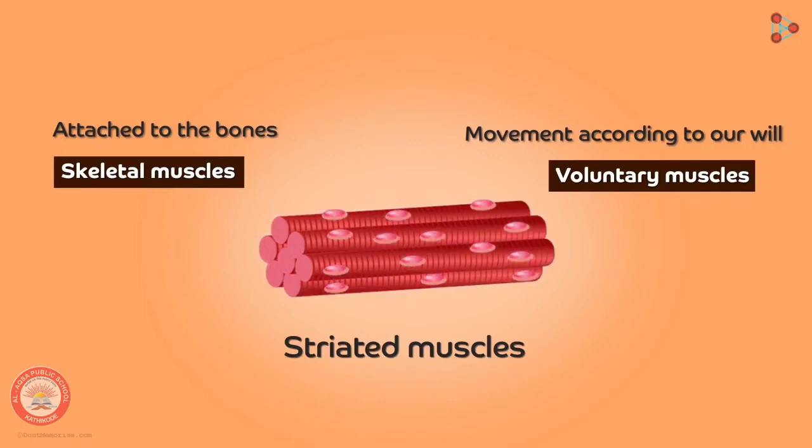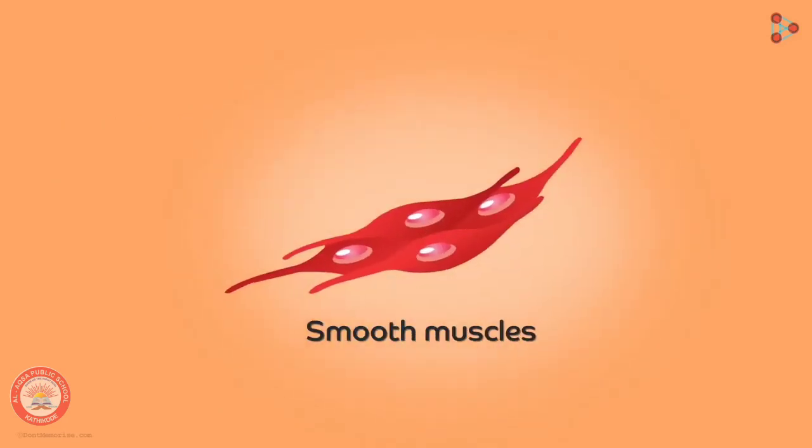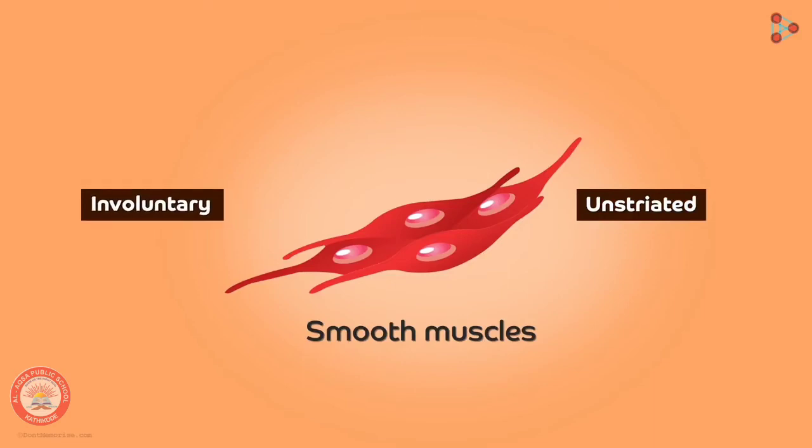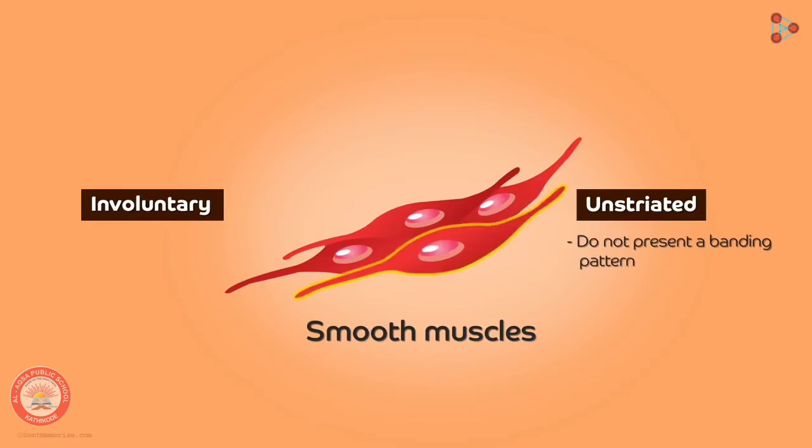The next type of muscles is the smooth muscles. They are unstriated and involuntary muscles. Unstriated because when seen under a microscope, they don't show any banding pattern or striations. When stained and observed under a microscope, they are uninucleated and spindle-shaped.